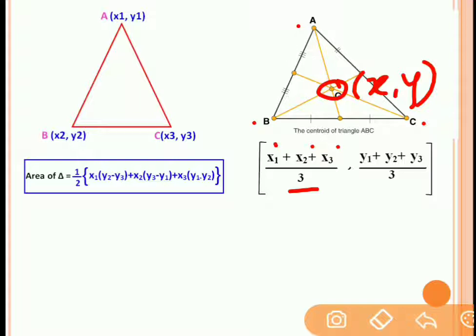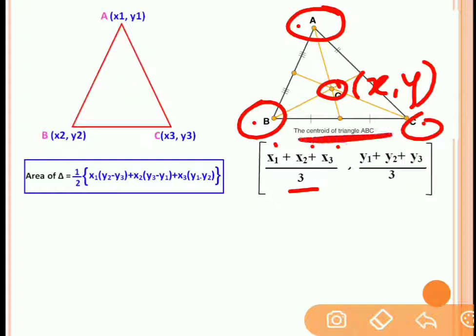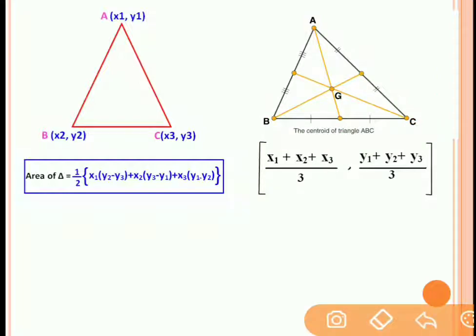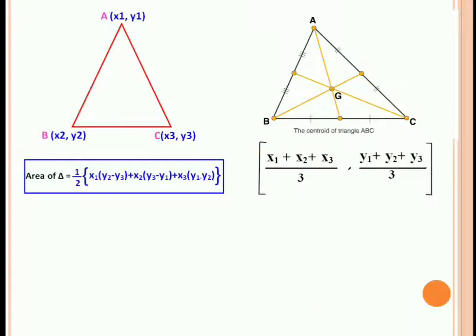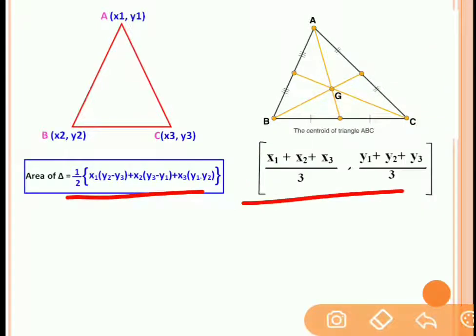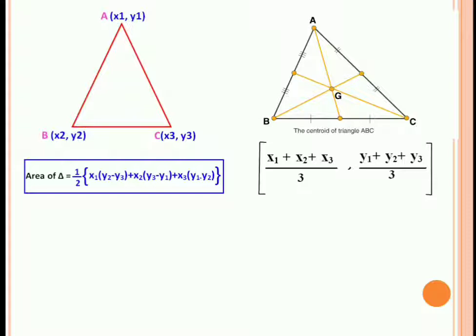So in the question you will be given coordinates of A, B and C. Then you have to get the coordinate of the centroid. Remember, to get the coordinate of the centroid of the triangle, the formula is (x1 plus x2 plus x3) by 3, comma, (y1 plus y2 plus y3) by 3. So the coordinate of this centroid of the triangle x comma y, the formula is given over here. So you need to remember both this formula, area of the triangle and the coordinate of the centroid.